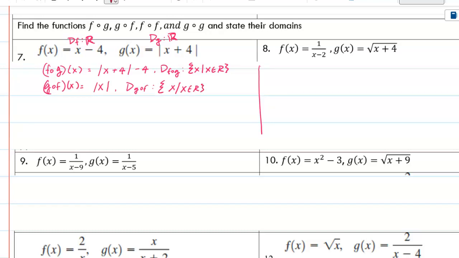Domain. And then f of f. Open that up, put x minus 4 minus 4, which ends up becoming x minus 8. The domain of that function, linear and linear, so therefore all real numbers.